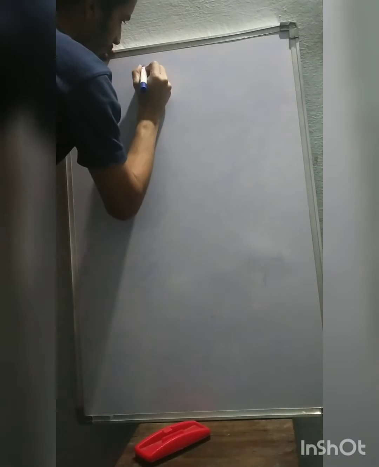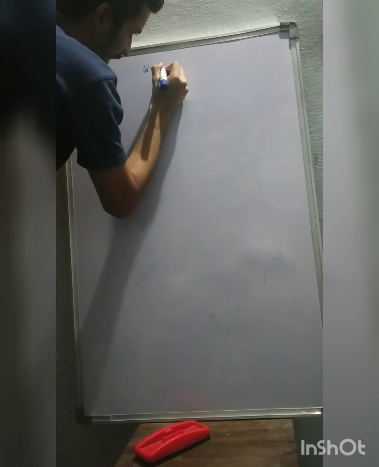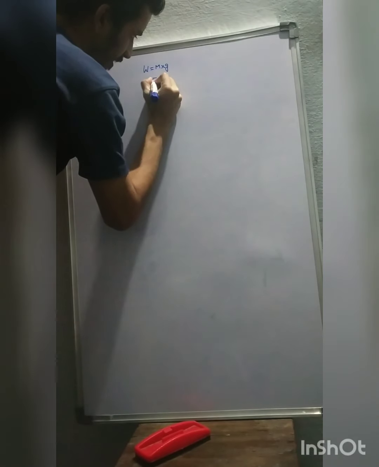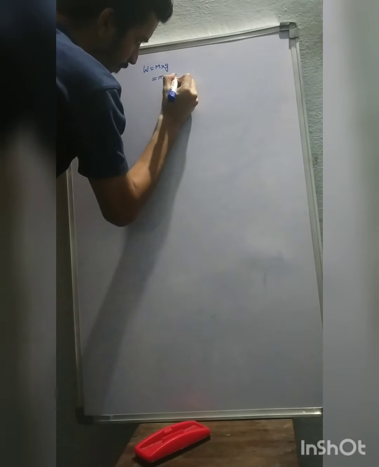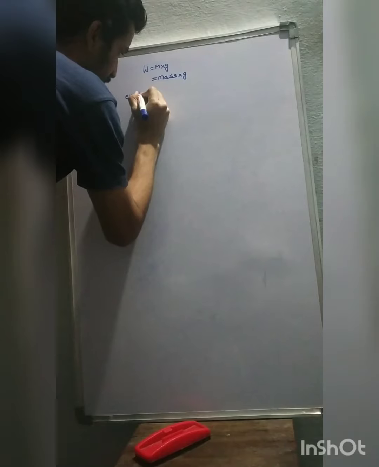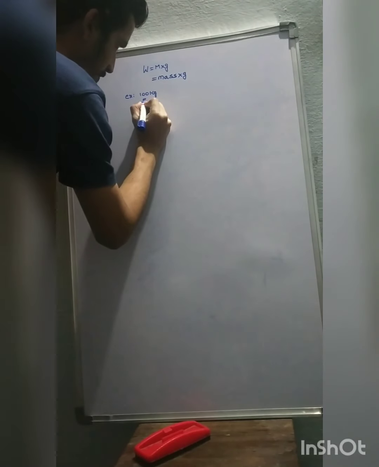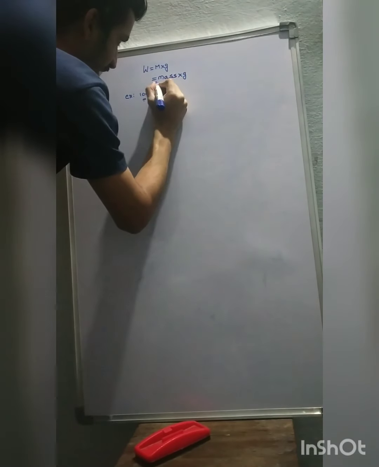So let's see how we calculate weight using the equation W equal to mg. W equal to m into g, that is mass into gravity. So for example, if I want to know the weight of a particular substance whose mass is 100 kg, I should substitute this mass in this equation.